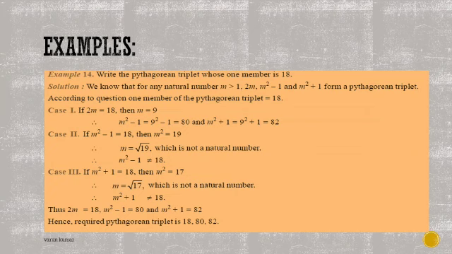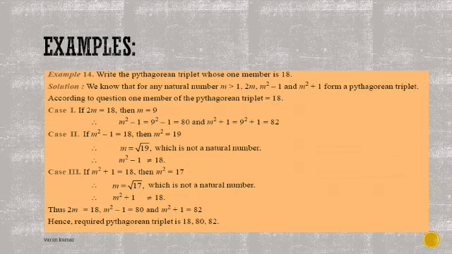Example: write the Pythagorean triplet whose one number is 18. Solution: we know that for any natural number m greater than 1, 2m, m square minus 1 and m square plus 1 form a Pythagorean triplet. According to the question, one member of the Pythagorean triplet is 18. If 2m equals 18, then m equals 9. So m square minus 1 equals 80, and m square plus 1 equals 82.